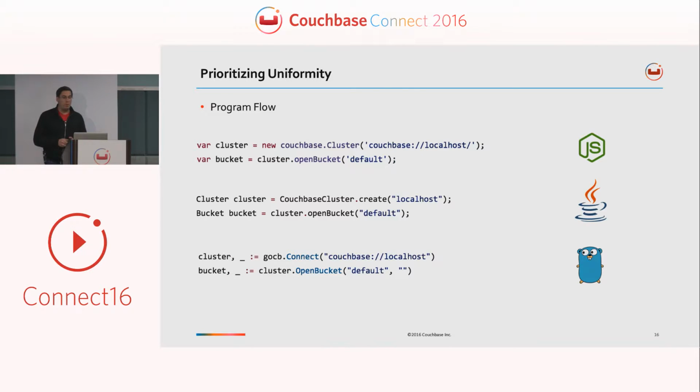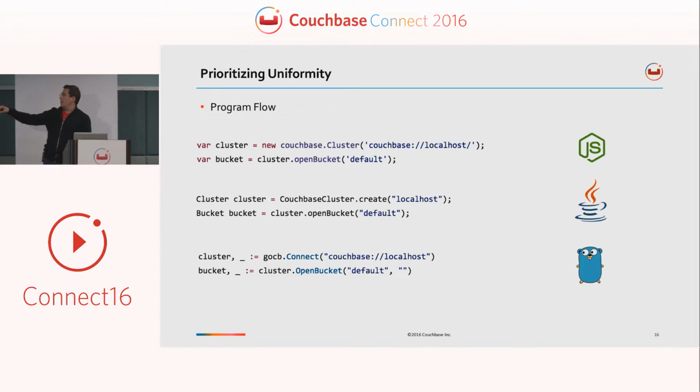So one example of how we prioritize uniformity is in the general program flow. It doesn't matter if you program in Node.js, Java, or Go, the general program flow with the SDK from an API perspective is always the same. In every SDK, you'll get some kind of reference to a cluster object, and then you open buckets from there. And then you operate on your bucket, and then you perform your operations like a key value get and set, and so forth.